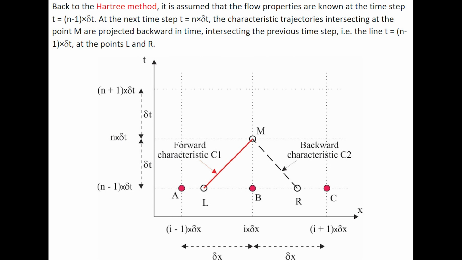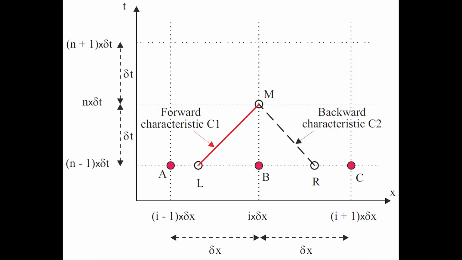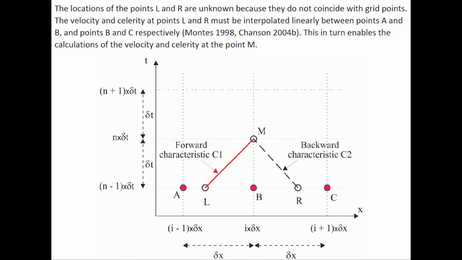Back to the Hartree method, it is assumed that the flow properties are known at a given time step. At the next time step, the characteristic trajectories intersecting at the point M are then projected backward in time, intersecting the previous time step, points L and R on the sketch. The locations of the points L and R are unknown beforehand because they do not coincide with grid points.